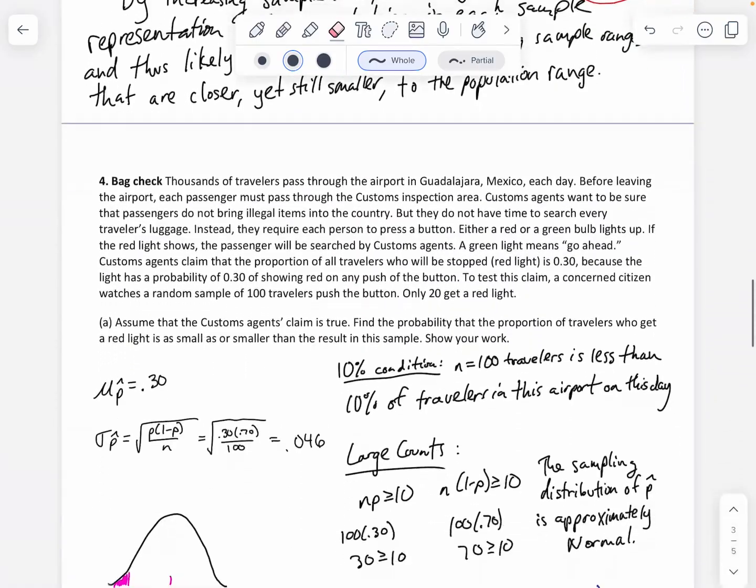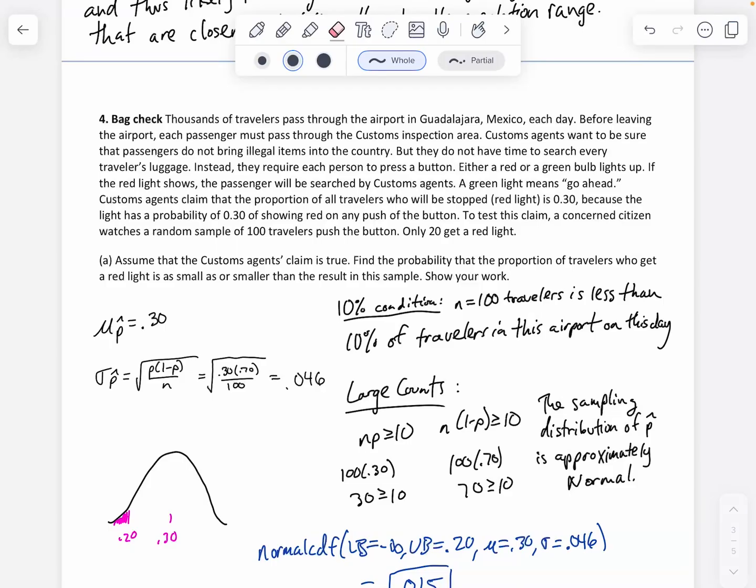Okay, next question, talking about travelers passing through. Let's see, what do they do? Each time they require a person to press a button, either a red or green bulb lights up. If the red light shows up, they'll be searched by customs. If a green light comes up, they don't get searched. Customs agents claim that the proportion of all travelers who will be stopped is 30%. So 30% of the time, a red light turns on, supposedly randomly. Hopefully no discrimination happening here, right? And that's what they're saying should happen.